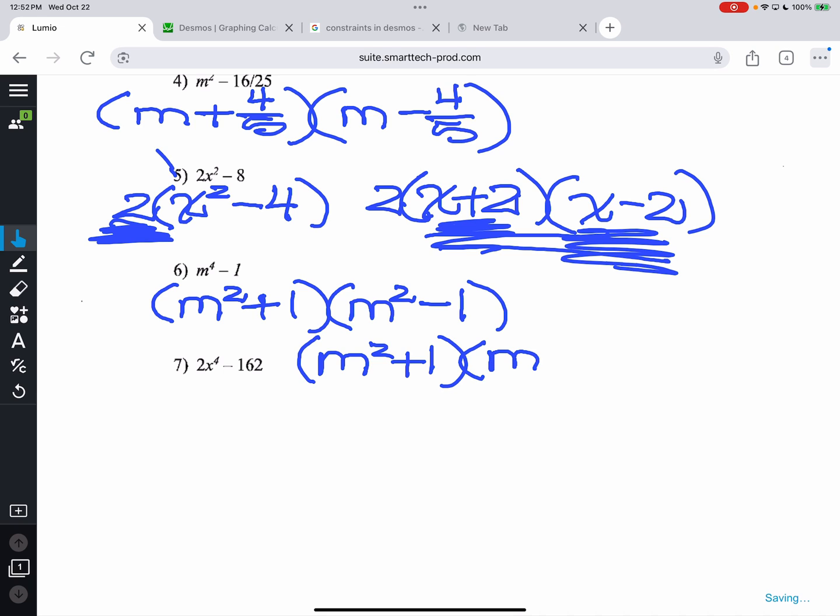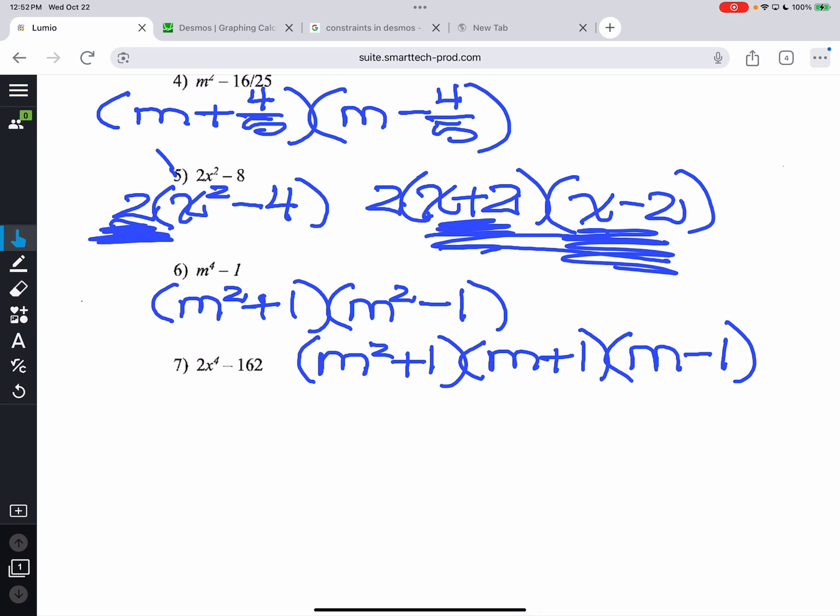m plus 1. And then m minus 1. All right, so do you see how and why we had to keep going? We had the difference of perfect squares, and we had to keep writing it out.